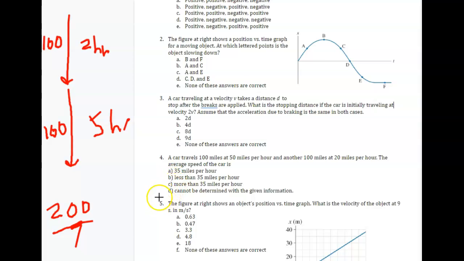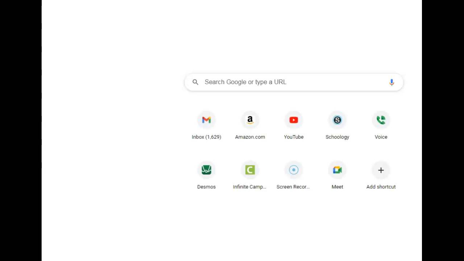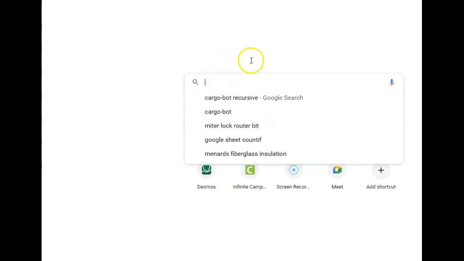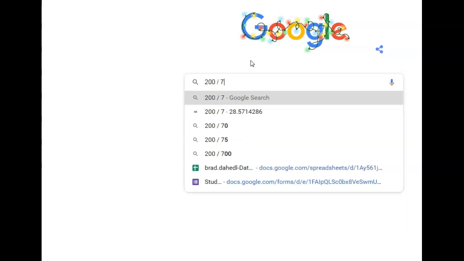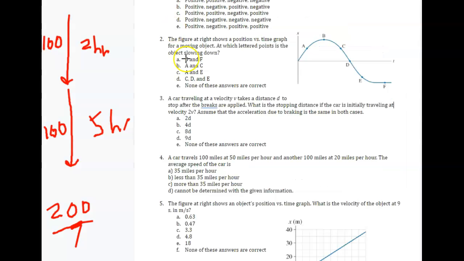must be, well, we got to do that math. So don't be afraid to pull out your calculator. We hit 200 divided by 7. Oh, look at that, 28.571. So right away we get our, where'd my sheet go? There it is, sample exam. So that's less than 35 miles an hour.